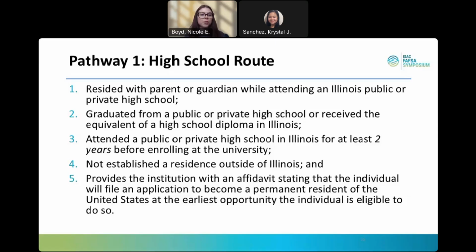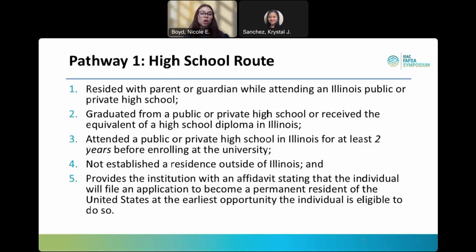So starting off with Pathway 1, the high school route, some of this may seem pretty familiar to some of you already. The first element of the eligibility criteria is that the student has to have resided with their parent or guardian while attending an Illinois public or private high school. They also have to have graduated from a public or private high school or have received the equivalent of a high school diploma, such as a GED in Illinois. They have to have attended a public or private high school in the state of Illinois for at least 2 years before enrolling at the university.